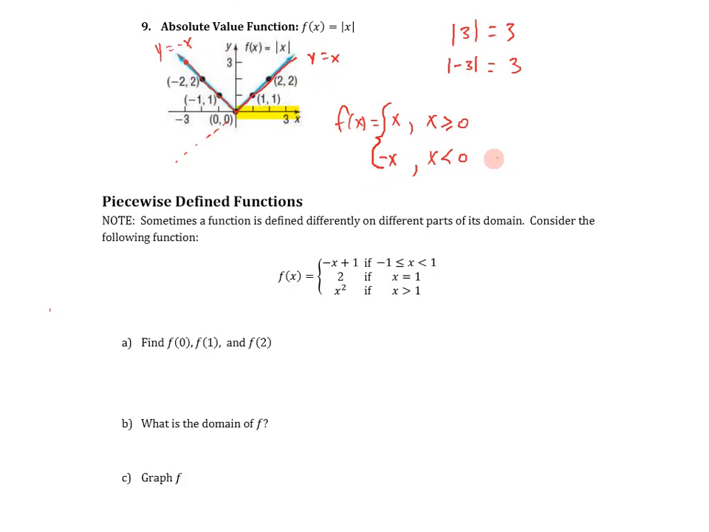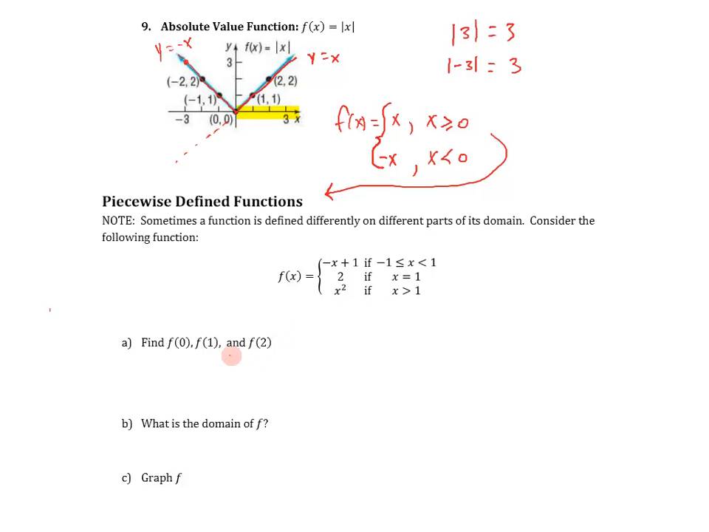That's what this graph looks like, but this also leads us to another concept of, can we have other types of functions that are different formulas depending on what the values of x that you're plugging in are? And the answer is yes. In fact, here is an example of a piecewise defined function. This says if your x is between negative 1 and positive 1, and including negative 1, use the formula negative x plus 1. If x is equal to 1, plug in 2, and if x is greater than 1, plug in x squared. So it's defined in pieces.